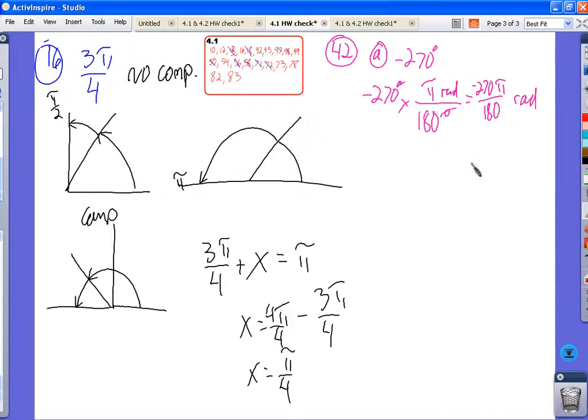Or negative 3 pi over 2. And you don't have to write radians. I only wrote that so you understand that that's the units we're trying to get to. B.